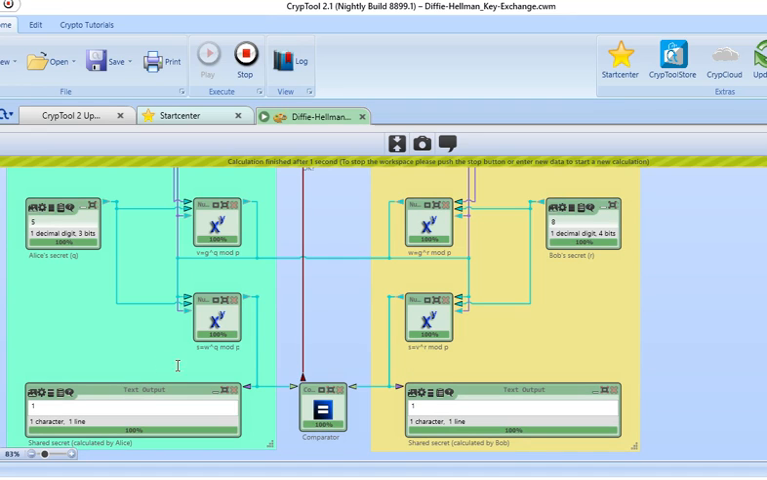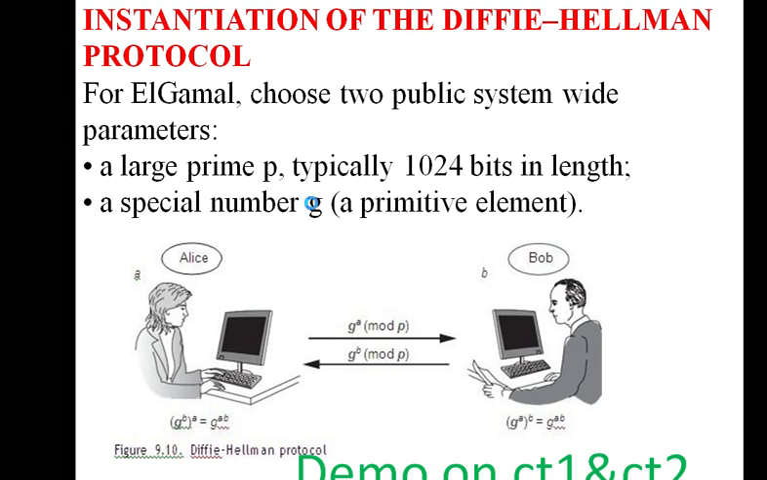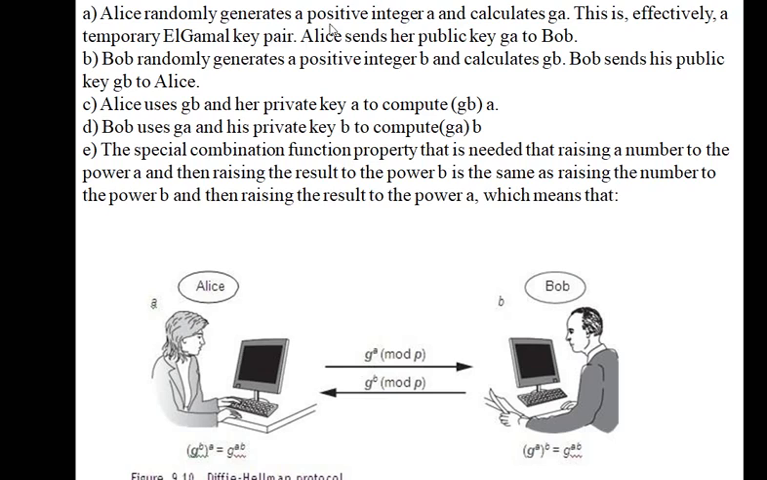This is a comparison of Alice and Bob. Alice randomly generates a positive integer A and calculates G^A. That is effectively a temporary ElGamal key pair. Alice sends her public key G^A to Bob. Then Bob randomly generates a positive integer B, then calculates G^B. Bob sends his public key G^B to Alice. Alice uses G^B and her private key to compute (G^B)^A.